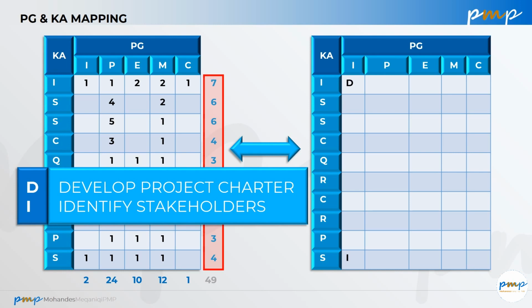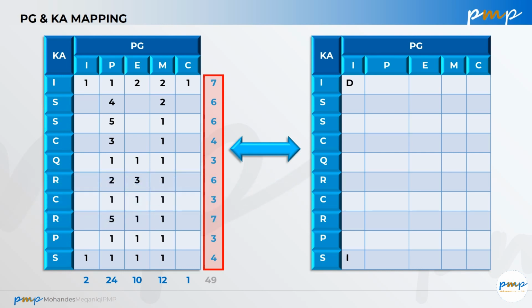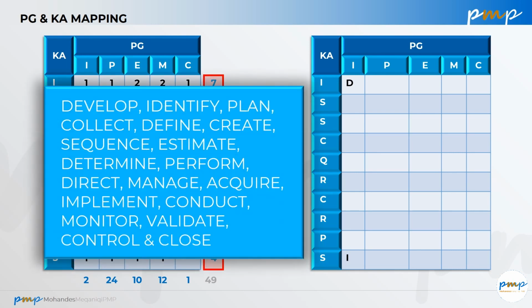I'm not fond of using mnemonics, but if it works for you, then you may do so. I may suggest here ductile iron, dance instructor, detective inspector, etc. So that's DI, or develop project charter and identify stakeholders. By the way, for these first letters of the processes, you will not be dealing with too many words. You just want to focus on some flashwords such as develop, identify, plan, collect, define, create, sequence, estimate, determine, perform, direct, manage, acquire, implement, conduct, monitor, validate, control, and close. So that's only 19 words that you need to focus on to memorize the 49 processes.